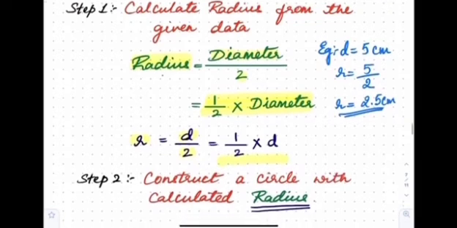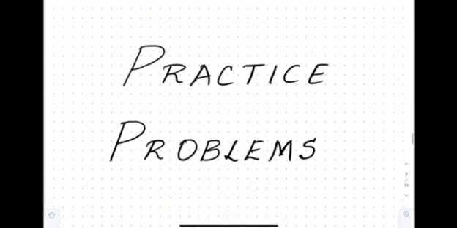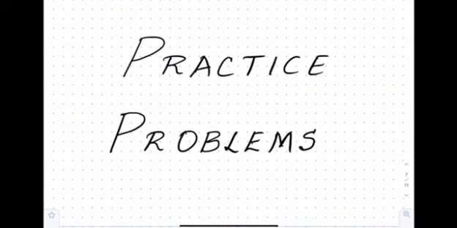Now, after you get the radius, it is easy to construct the circle, correct? How we did it right now. Construct a circle with the calculated radius. With this radius, we will have to construct the circle. This is just an example. Understood, children? Now, we'll have a few practice problems. You are given the diameter and you are asked to construct the circle. First calculate the radius and then construct the circle.